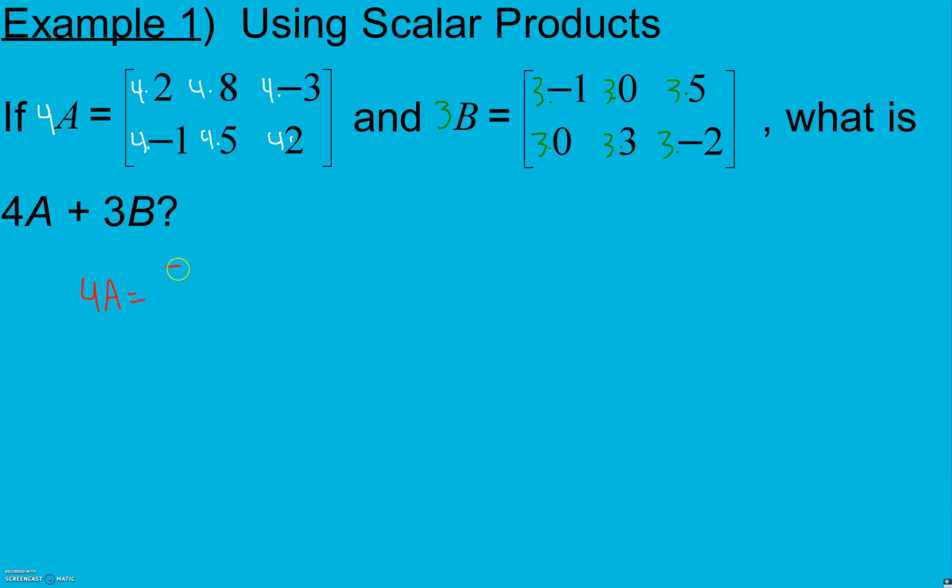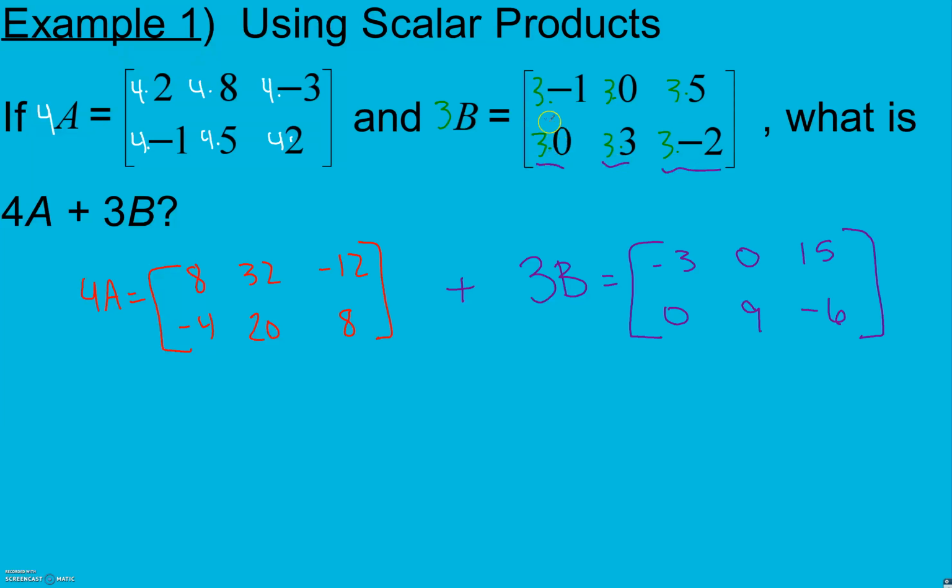4A is going to be 8, 32, negative 12, negative 4, 20, and 8. 3B is going to be negative 3, 0, 15, 0, 9, negative 6. All I did there was simplify all of my products. Just multiplied those and rewrote it.